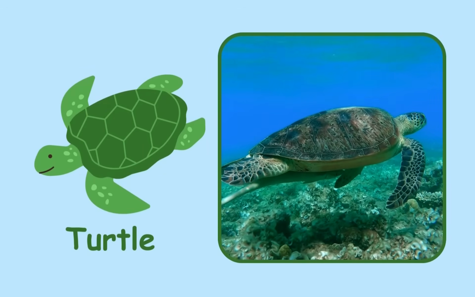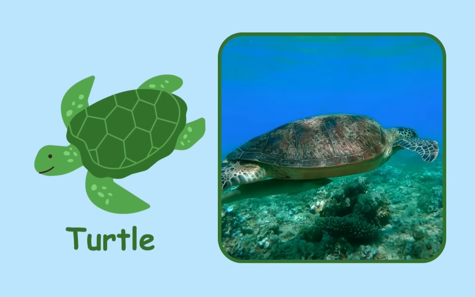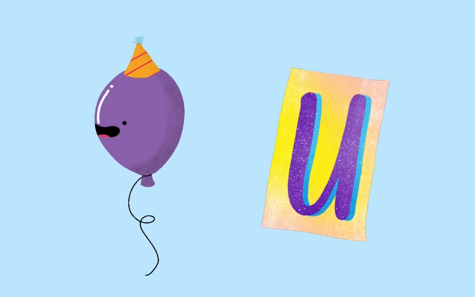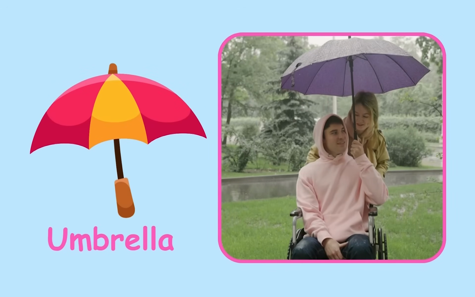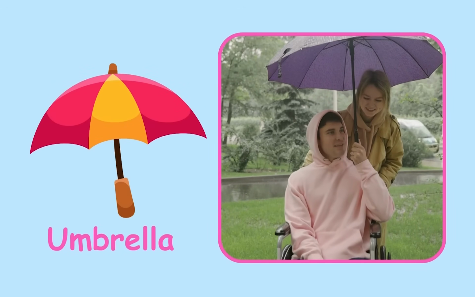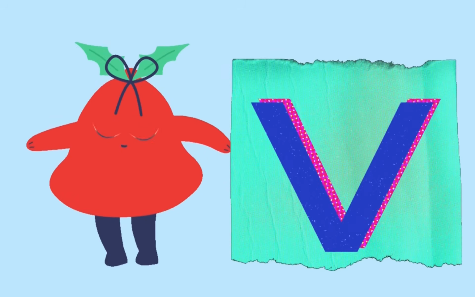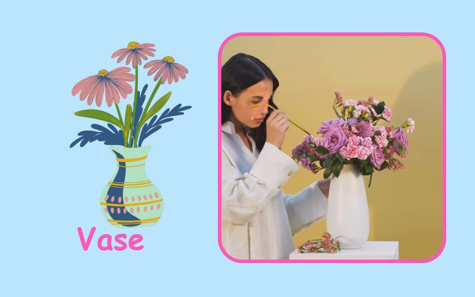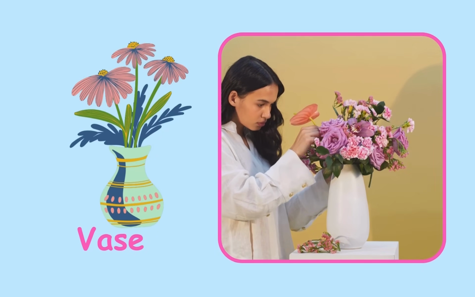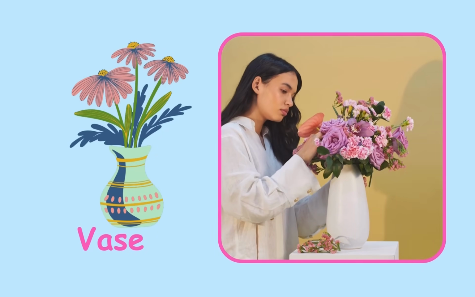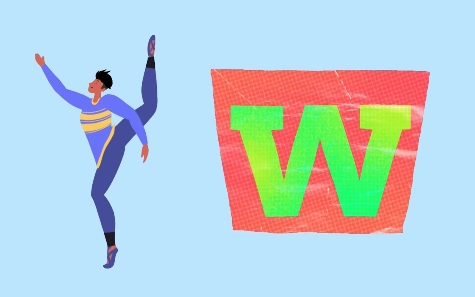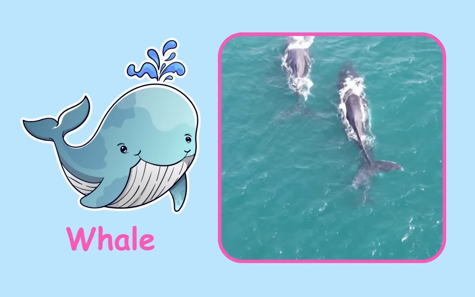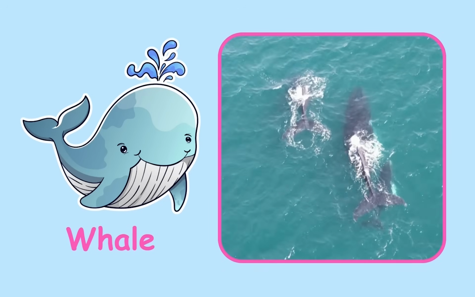Turtle starts with letter T. This is letter U. Umbrella starts with letter U. This is letter V. Vase starts with letter V. Letter W. Whale starts with W.